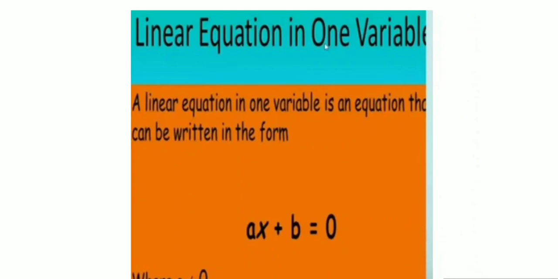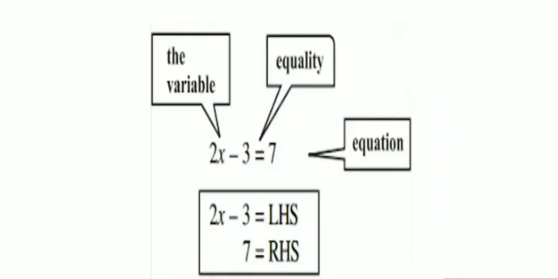Hello scholars, today we are going to start our chapter number 2, that is linear equation in one variable. So a linear equation in one variable is an equation that can be written in the form ax plus b is equal to 0, where a is not equal to 0 and a and b both are what? Constant, okay, and x is called variable.